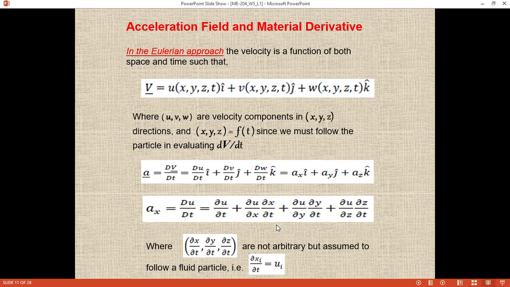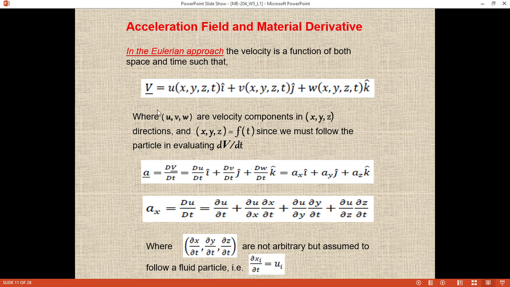Okay, now let's move on to the Eulerian approach. In the Eulerian approach the velocity is a function of both space and time, so velocity is a function of x, y, z and time. Here u, v, w are the velocity components in the x, y and z directions, and x, y, z are functions of time, since we must follow the particle in evaluating dV by dt.